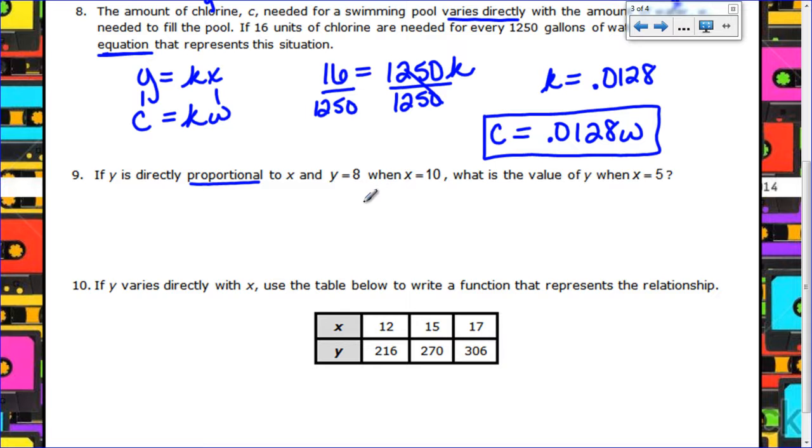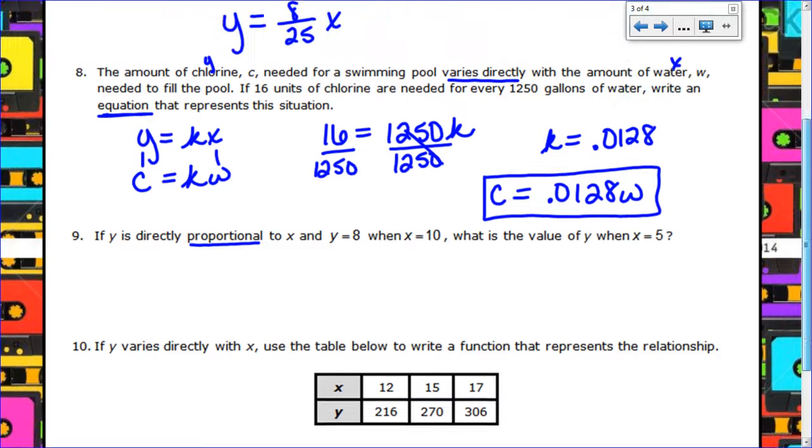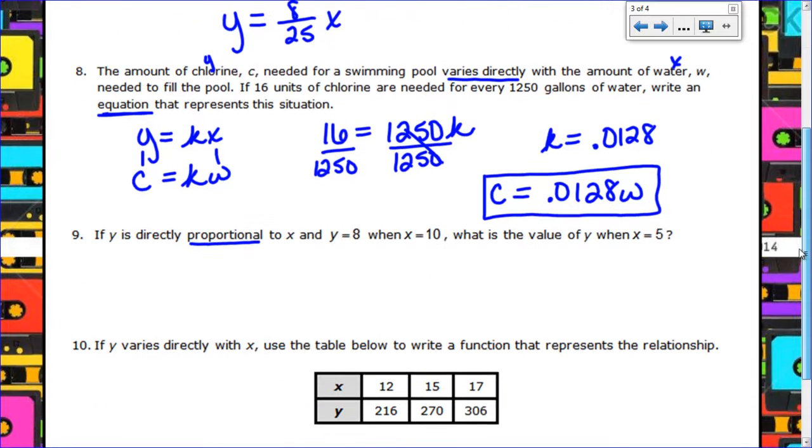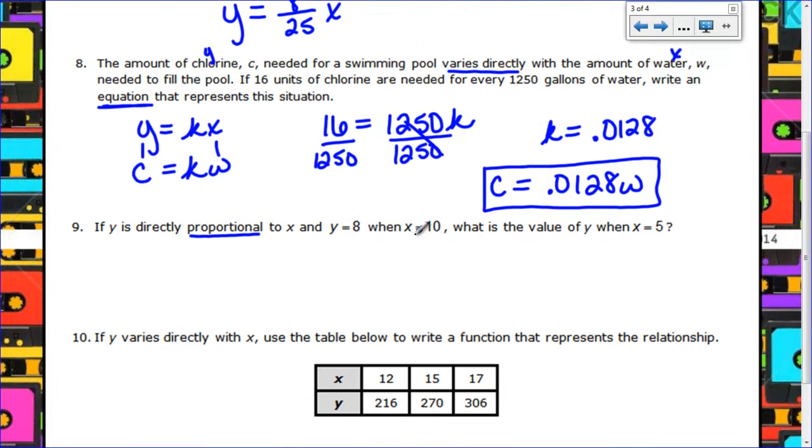Here's the other thing. In the first problem up here in number 7, they only gave me 2 numbers. They said y was 16/5, x was 10. But down here in number 9, I'm given 3 numbers. Y is 8, x is 10, x is 5. This word proportional tells me I can set up a proportion. X over y is equal to x over y, and I'm going to plug in the values that I know.